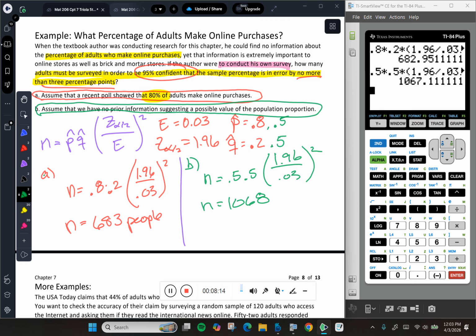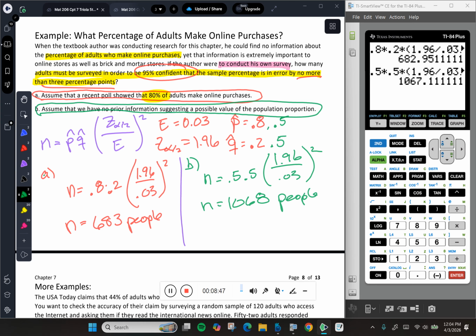Always round these things up. Because when you round them up, adding that extra person is going to make sure that you actually get that 3% or less. If I did 1,067, my margin of error would actually round to greater than 3%. So I'm adding an extra person, not really adding an extra person, but I'm rounding up to that extra person to make sure that I've got what I need.